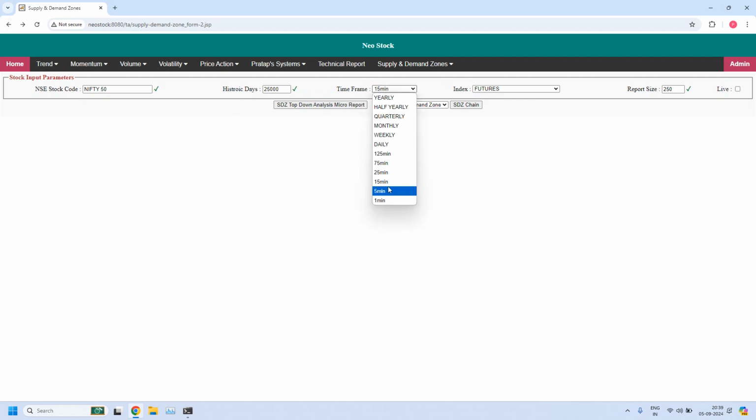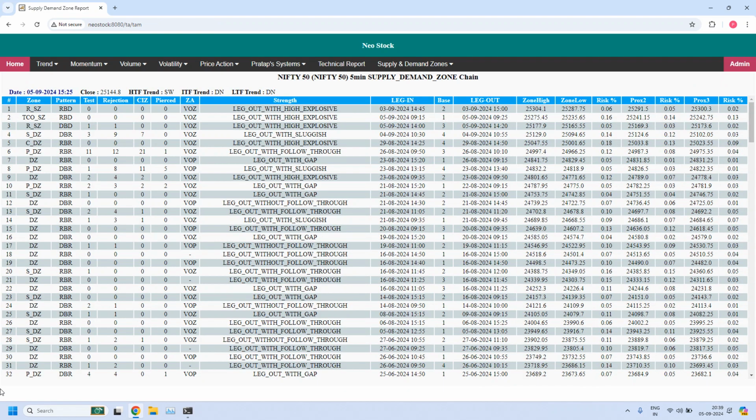Next time frame is 5 minutes. I am generating 5 minute supply demand zone chain for NIFTY. So this is about the NIFTY supply demand zone chain.